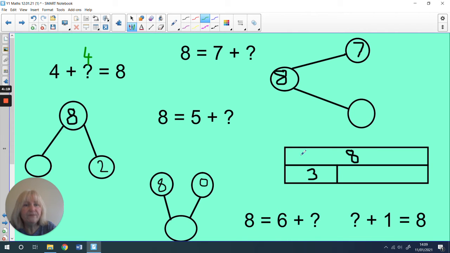The bar model, 8 is the whole, 3 and something. Here we've got the 2 parts of the cherry diagram, but the whole amount is missing. Another number sentence here, 8 equals 6 add something. And then this one, something add 1 more equals 8. So don't forget, 8 counters, 8 objects or 8 fingers might help you. Pause the video, have a go, and then come back and see if you were right.